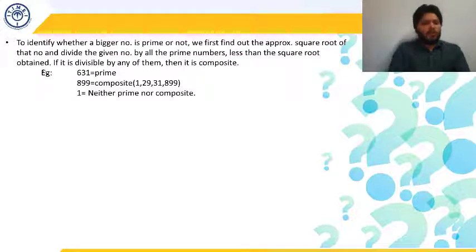So 1 is neither prime nor composite, as we have already discussed, because it has only one factor, and for a number to be called a prime number, it has to contain exactly two factors. And for a number to be termed a composite number, it must have more than two distinct factors. I hope it is clear.